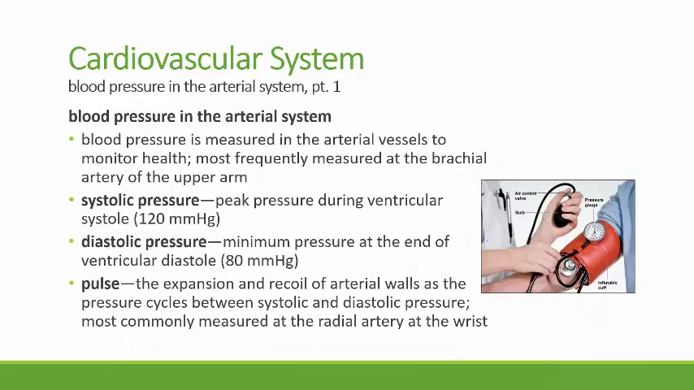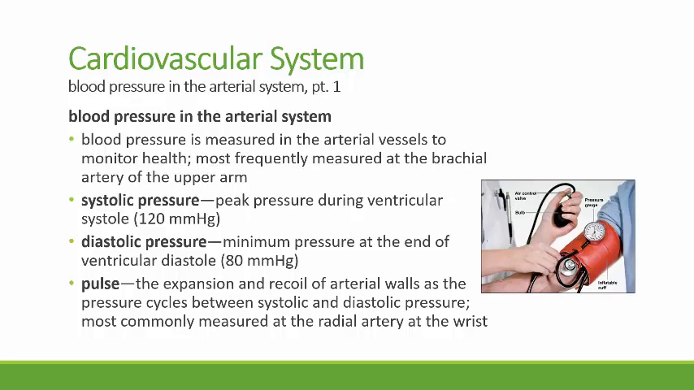So in the arterial system, how do we measure and keep up with blood pressure? Because knowing blood pressure tells us a lot about health. The most frequently measured place is at the brachial artery there in the upper arm. But there are little wrist blood pressure monitors. You can also put a cuff around the upper calf.